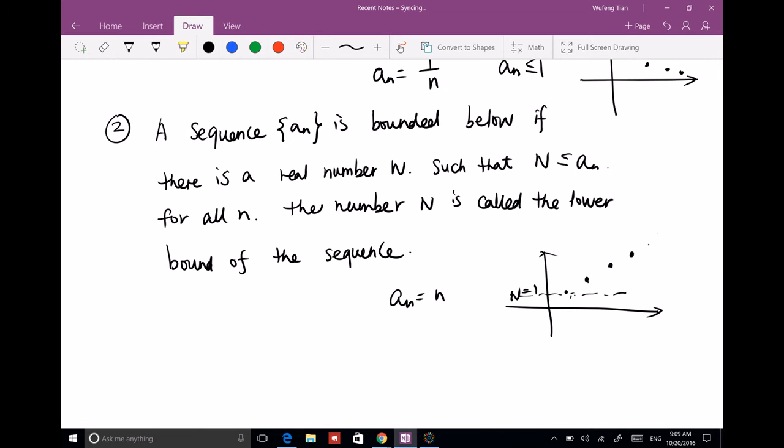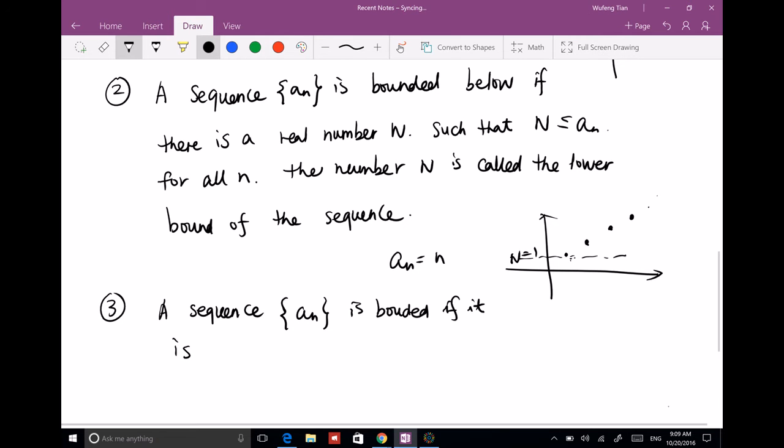Okay, so number 3. A sequence is bounded if it is bounded above and bounded below. A sequence AN is bounded if it is bounded above and bounded below.